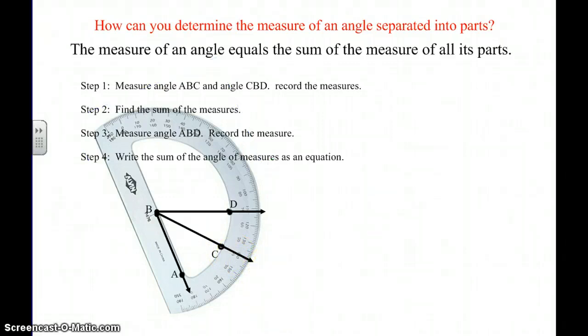So now we're going to record this information so we don't forget it. We're going to record angle ABC, and remember, when you're naming an angle, the letter that is the vertex needs to be in the middle. So we have angle ABC equals 40 degrees.